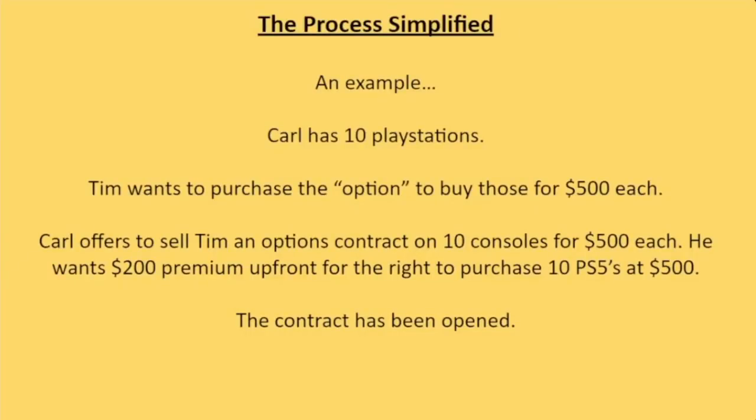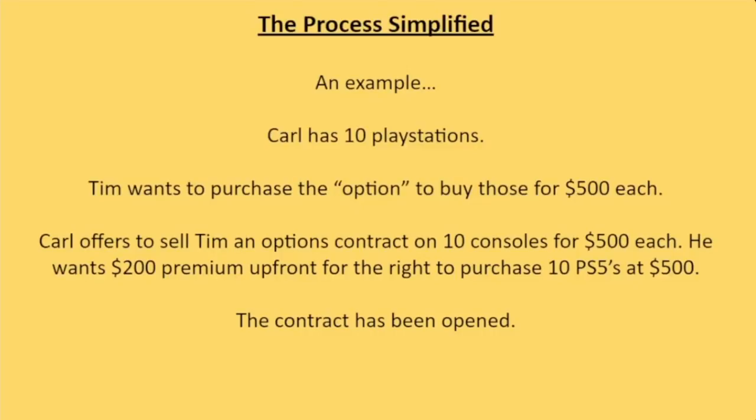All right. So let's say this guy, Carl, has 10 PlayStations he's trying to sell. He's trying to get rid of them. And a guy named Tim wants to purchase the option to buy all 10 of those PlayStations at a set price. He doesn't want to get worked over. He'd like to get all of them at $500 each if he can. So Carl offers to sell Tim an options contract on 10 consoles for $500 each.